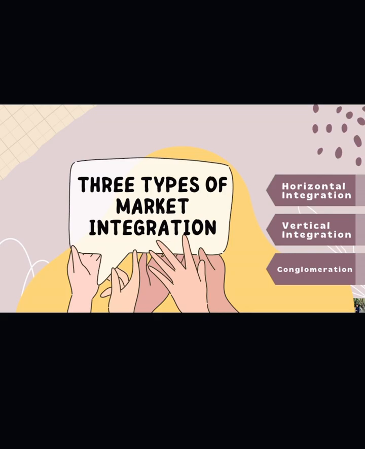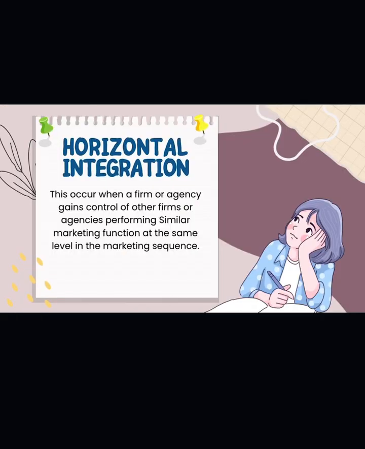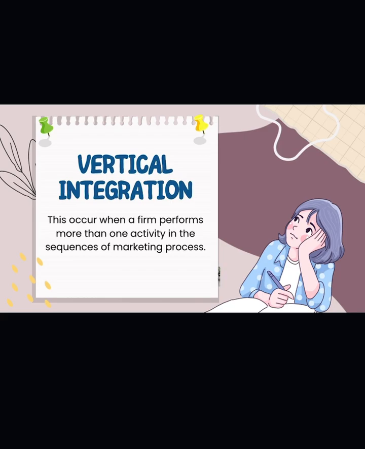Now let's talk about the three types of market integration. First, we have horizontal market integration, vertical market integration, and conglomeration. Horizontal integration occurs when a firm or agency gains control of other firms or agencies performing similar marketing functions at the same level in the marketing sequence. Vertical integration occurs when a firm performs more than one activity in the sequence of the marketing process.